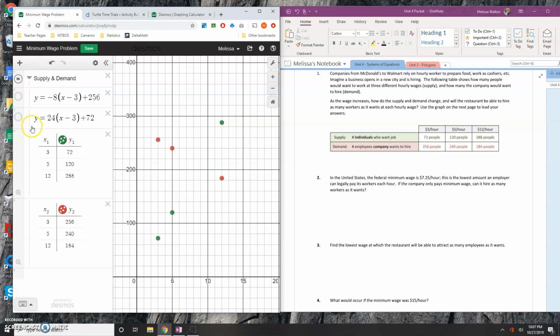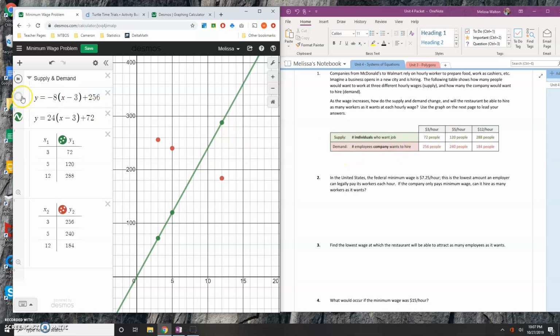First off, for our supply, what I've got going on here is this equation right here. We have y = 24(x - 3) + 72. For every additional dollar, what I got for my slope was 24 new people are going to want to go and apply for that job. So that is our beautiful equation.